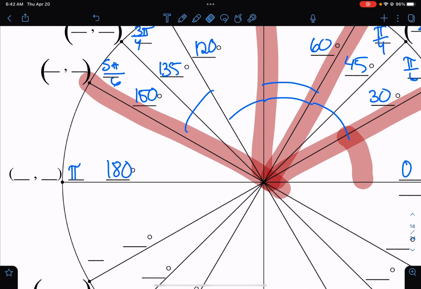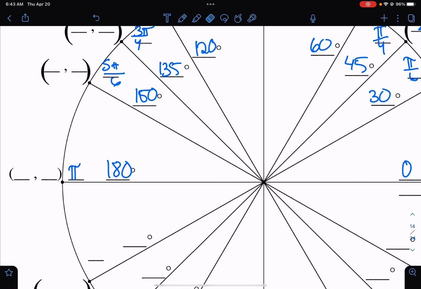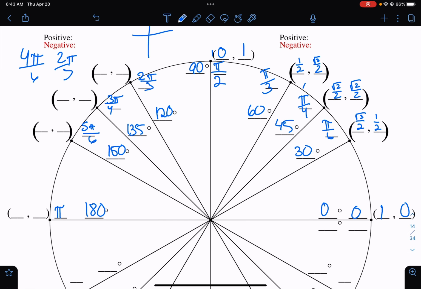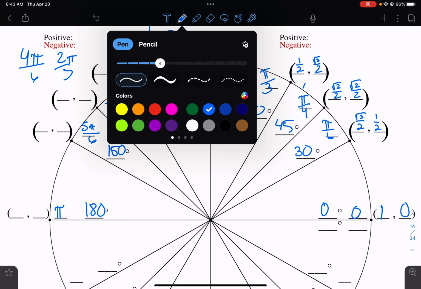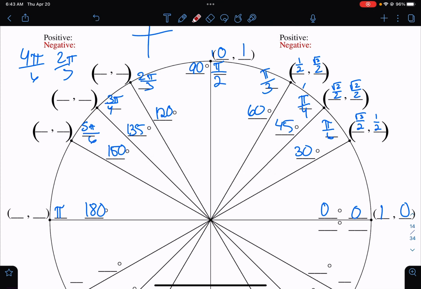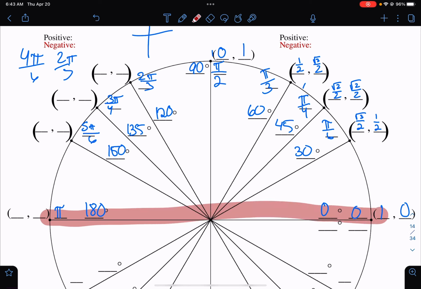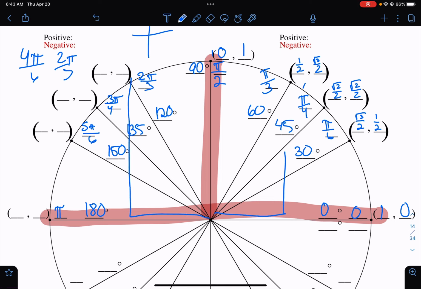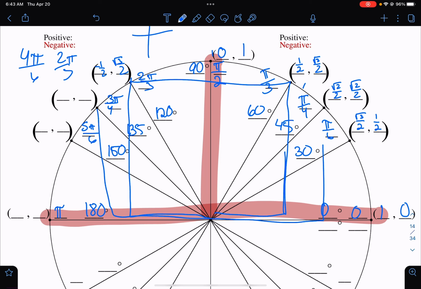Now, the coordinates are all reflective. So you just have to think about it logically, about what quadrant you're in. If you're plotting a point over here, we've got positive, positive. Well, if we're plotting a point over here, first we have to go negative, then positive. Now, these guys are associated with each other, so we would go negative 1/2 and root 3/2. And the same pattern occurs between these guys here.